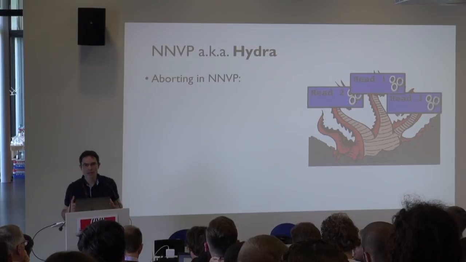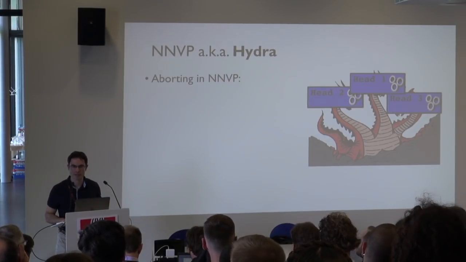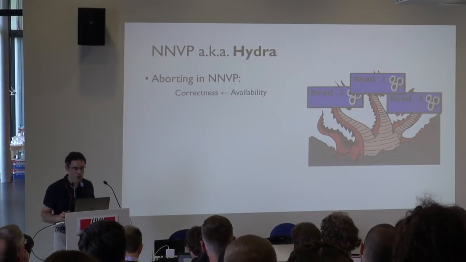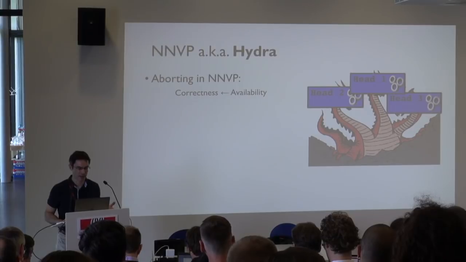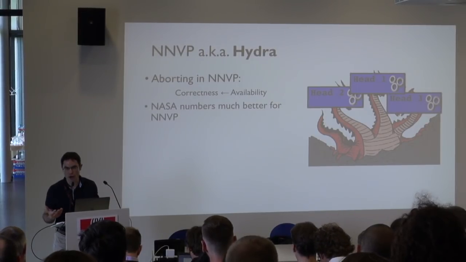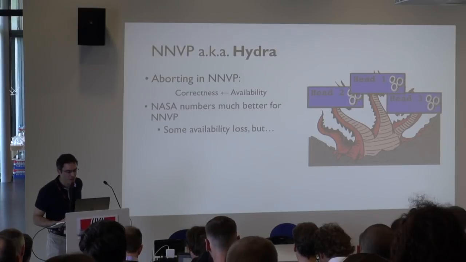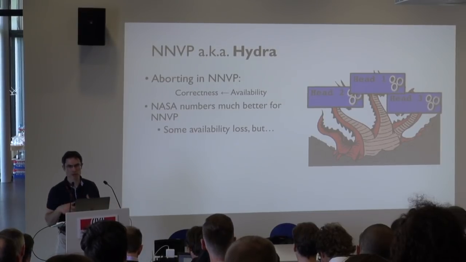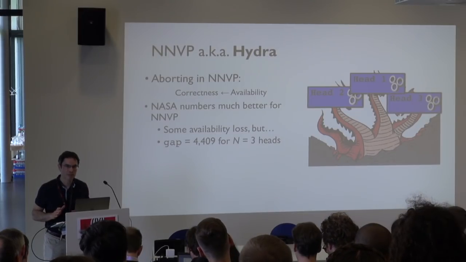Well, what is this process of aborting rather than taking majority vote achieving? In effect, it's trading off availability in favor of correctness. Okay? And when we do this and revisit the Eckhart et al. NASA experiments, we get much better numbers. We get some loss in availability, of course, right? We're aborting if an erroneous input is found, but we can achieve very large gaps.